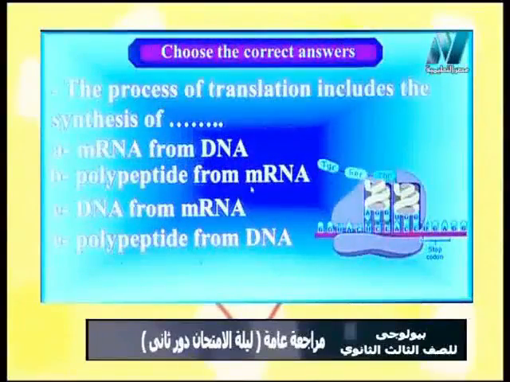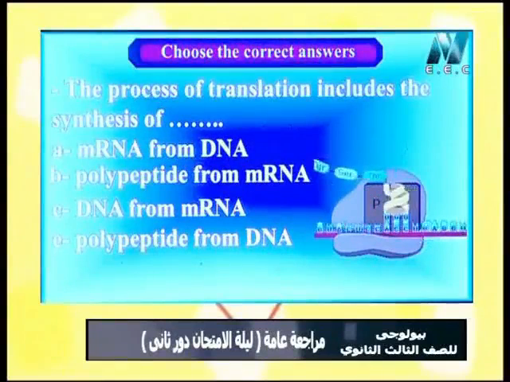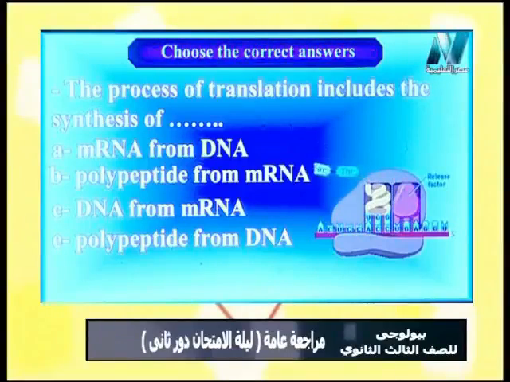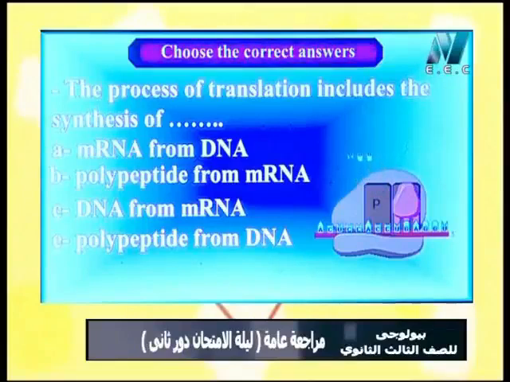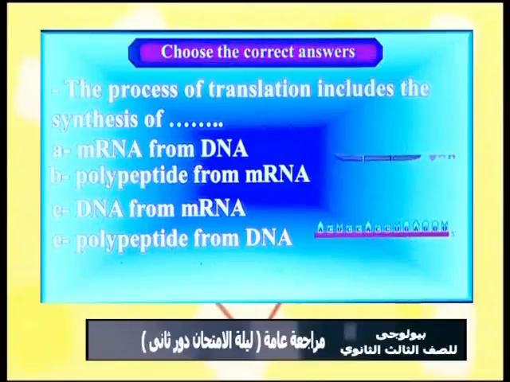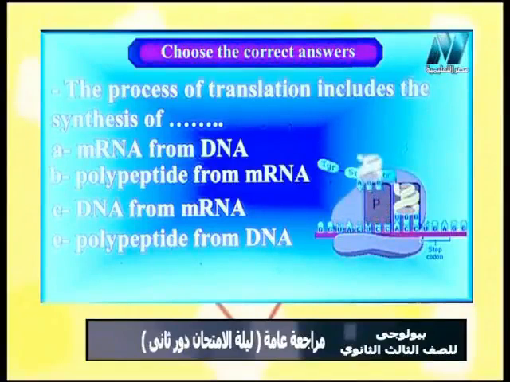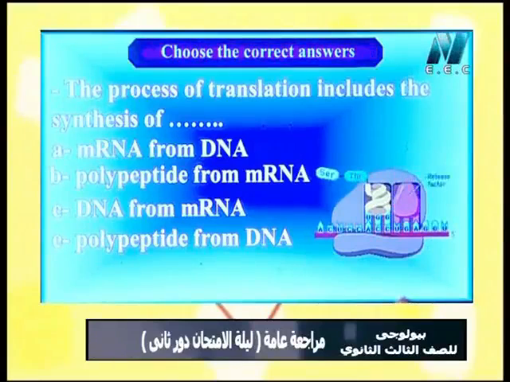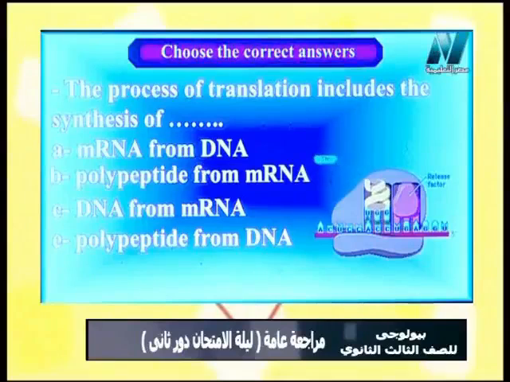السؤال اللي بعد كده بقول لي process of translation includes the sense of dots. mRNA from DNA, polypeptide from mRNA, DNA from mRNA, polypeptide from DNA. تفتكر لما بتكلم عن translation process يعني ايه translation process؟ يعني translate the codons that located on the mRNA to form the corresponding amino acids and joining amino acids together to form the polypeptide chain. يبقى معنى كده حضرتك ان انا علشان اعمل translation process يبقى لازم يبقى عندي mRNA، والmRNA ده انا محتاج اعمل له translation into the amino acids and joining amino acids together to form polypeptide chain.